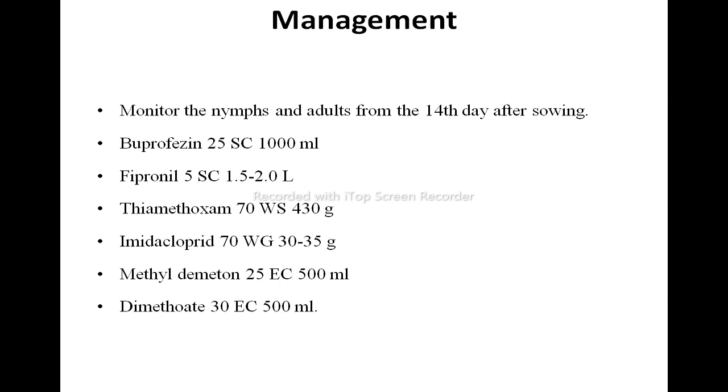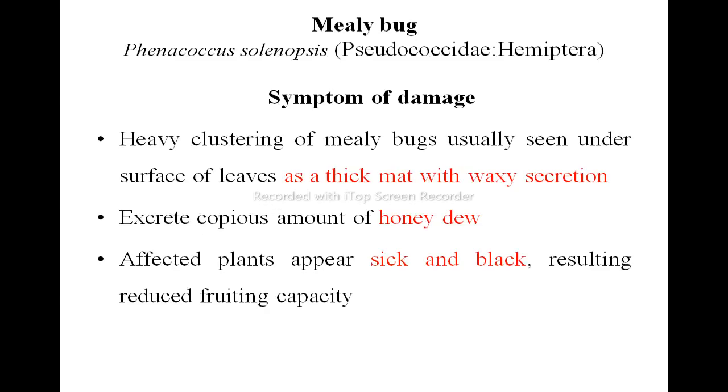Management means how can we manage the thrips. Thrips is the insect that comes first in the cotton crop. We can see its attack 14 days after sowing. And for the management of thrips, we should use these insecticides: buprofezin, same as in the cotton whitefly, fipronil, thiamethoxam, imidacloprid, methyl demeton, and dimethoate. Dimethoate is an organophosphate, and in the market we can purchase it by the name Rogor.